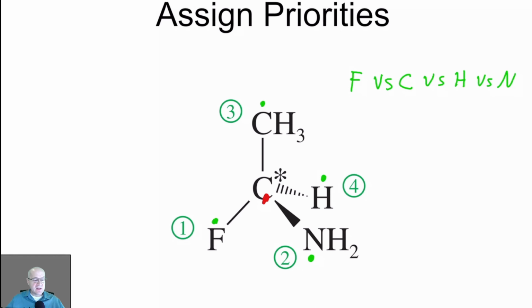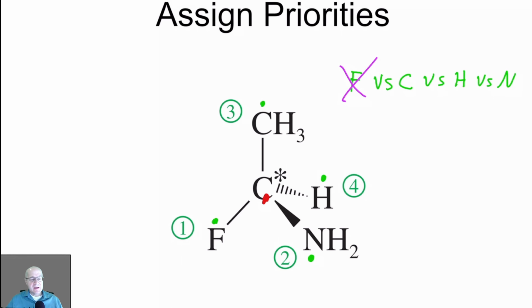Which atom has the highest atomic number? If you look at the periodic table, you'll find out it's fluorine. Fluorine has the highest atomic number of these four atoms. So fluorine became priority group 1. So fluorine is gone. I've already assigned fluorine.